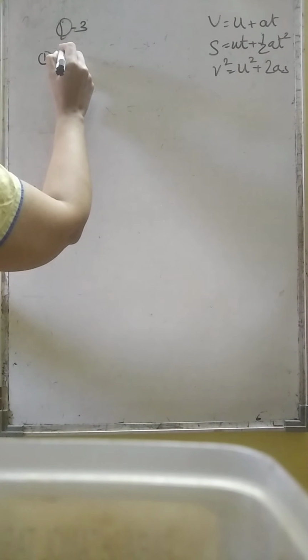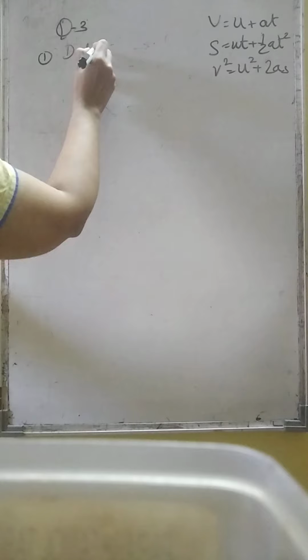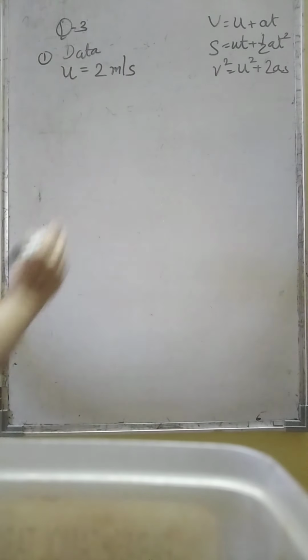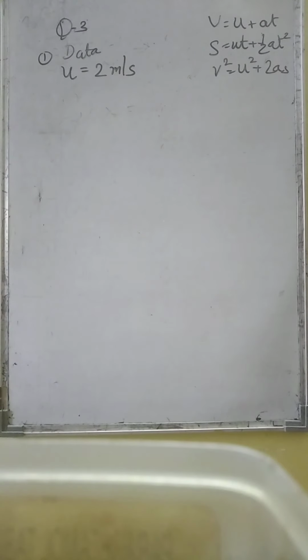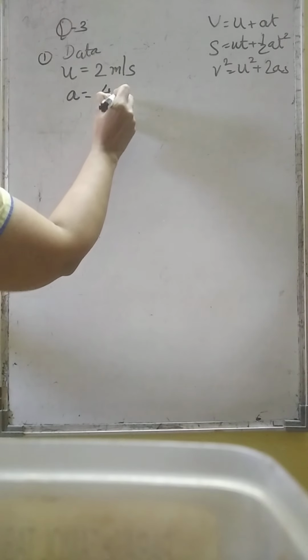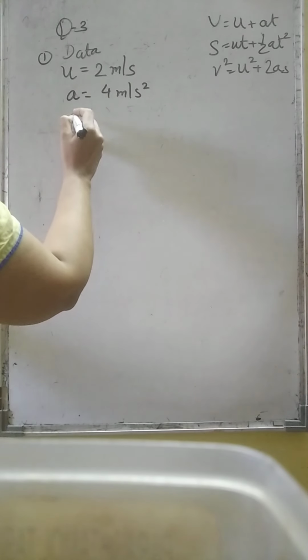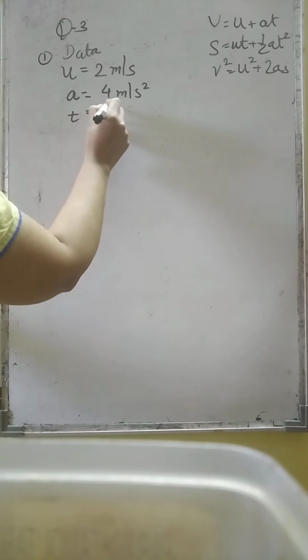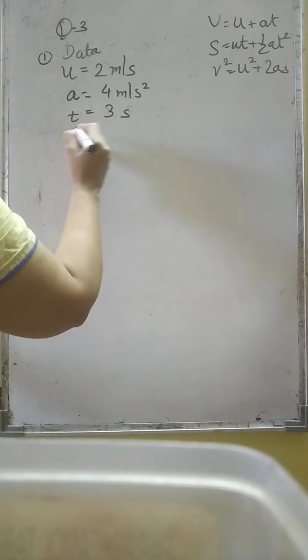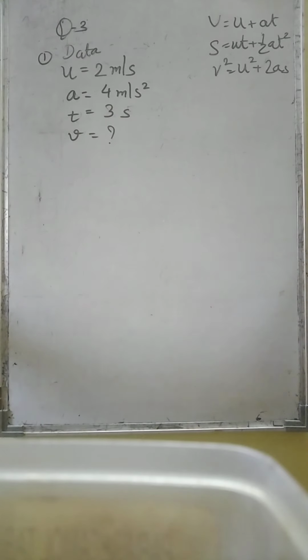So first question, the data: you are given that U is equal to 2 meter per second. Children, whenever you write the data, you write it along with the unit so that you will understand whether all the things are in MKS, all the things are in CGS, or we have to do the conversion. So you have to always check that. A is 4 meter per second square, T is given as 3 seconds, and you are going to find out V. Okay, so V is how much?